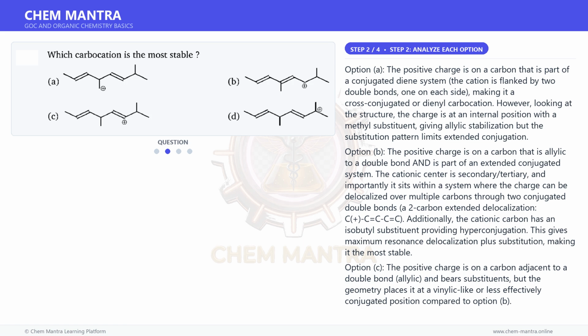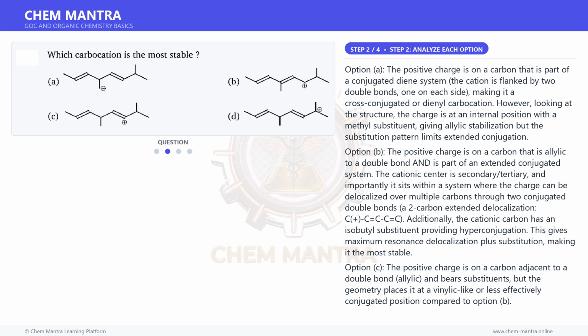Option B. The positive charge is on a carbon that is allylic to a double bond and is part of an extended conjugated system. The cationic center is secondary-tertiary, and importantly it sits within a system where the charge can be delocalized over multiple carbons through two conjugated double bonds, allowing extended delocalization, C+, C=C, C=C. Additionally, the cationic carbon has an isobutyl substituent providing hyperconjugation. This gives maximum resonance delocalization plus substitution, making it the most stable.